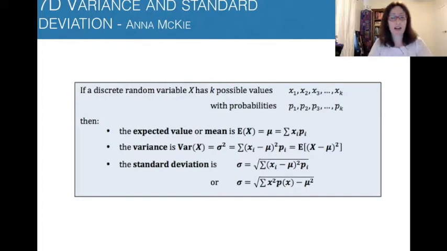Hello, I'm Anna Mackay, and today I'm going to do my best to explain standard deviation and variance to you here. I'm going to explain it in the basic form before we necessarily adapt it to the topic that we're doing in terms of the discrete random variables, in terms of having probabilities and stuff like that.